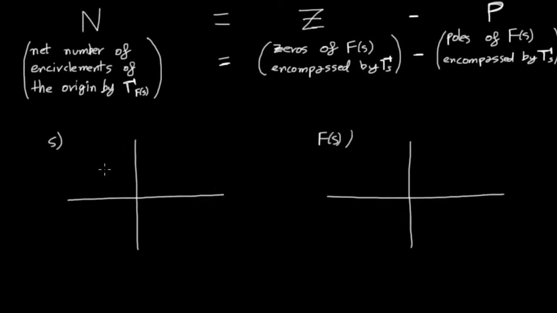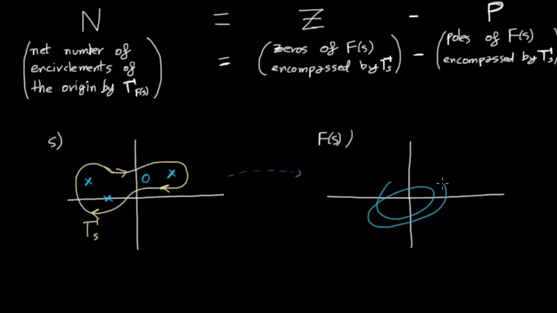So for example, if gamma s is a closed trajectory with clockwise direction which has within its boundaries 3 poles and 1 zero of f of s, then gamma f of s encircles the origin twice in counterclockwise direction, because n is equal to 1 minus 3, which is minus 2.